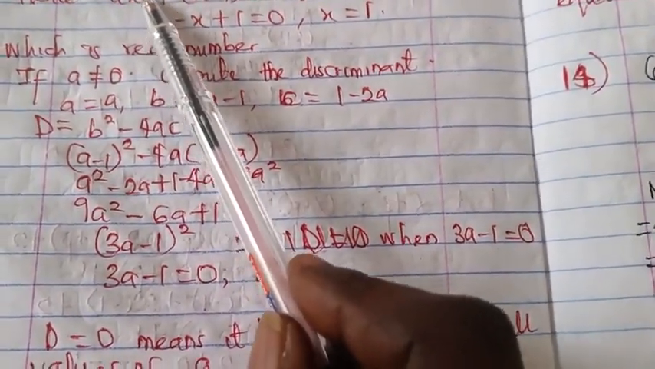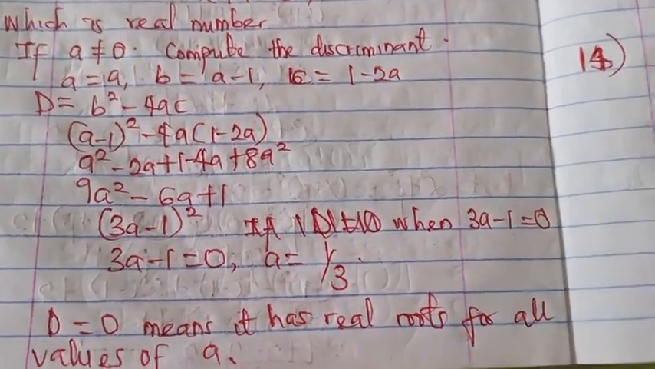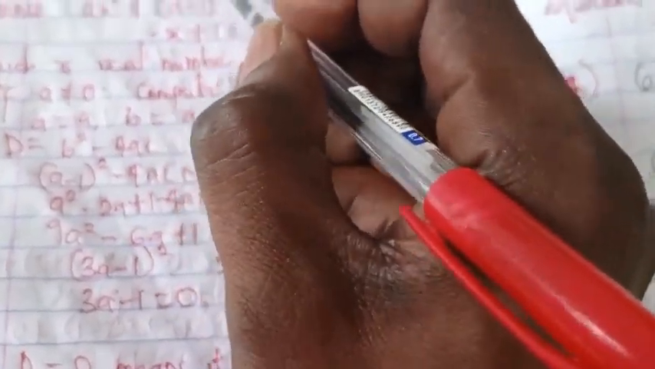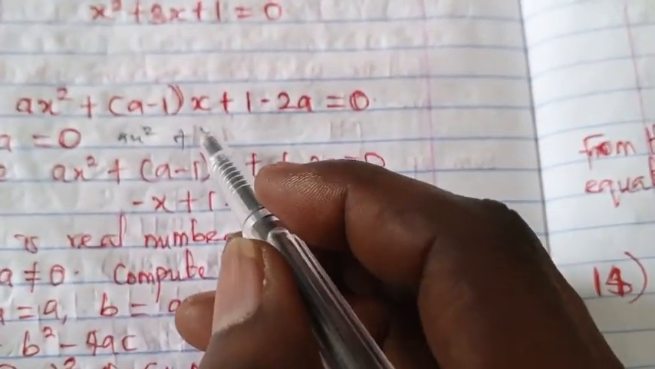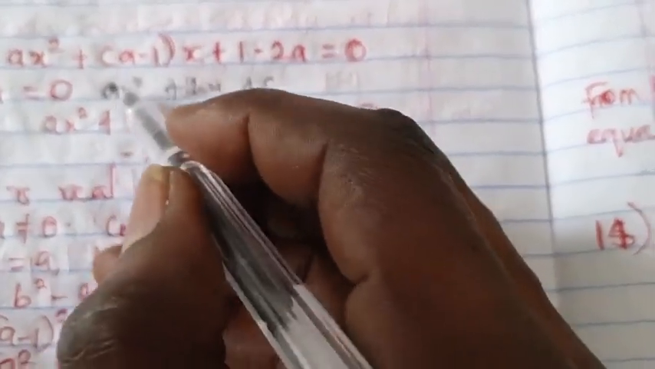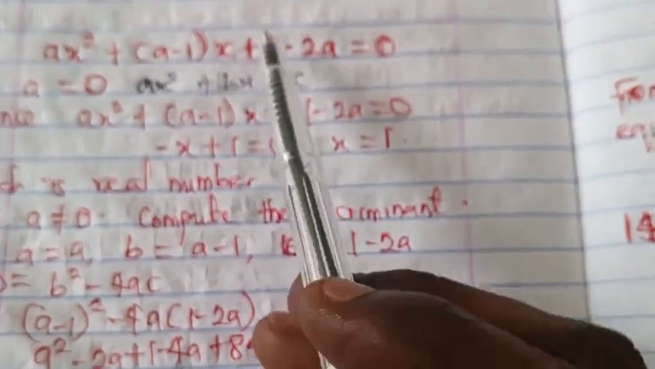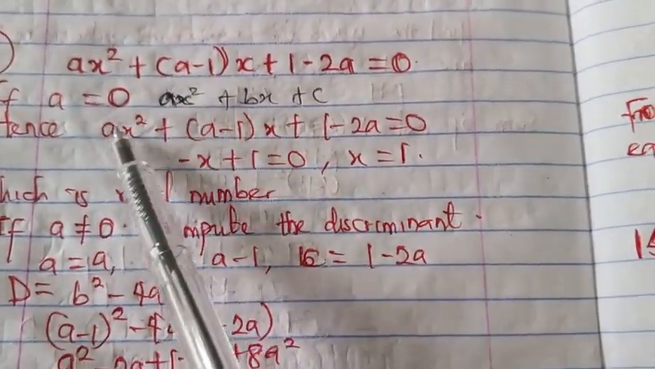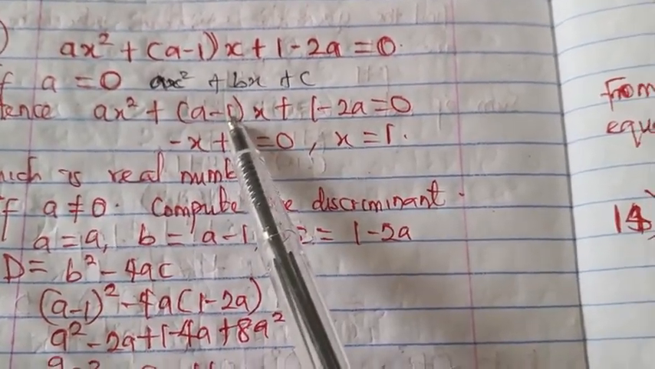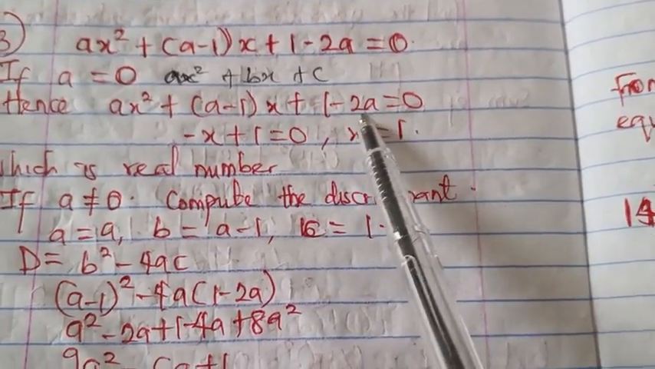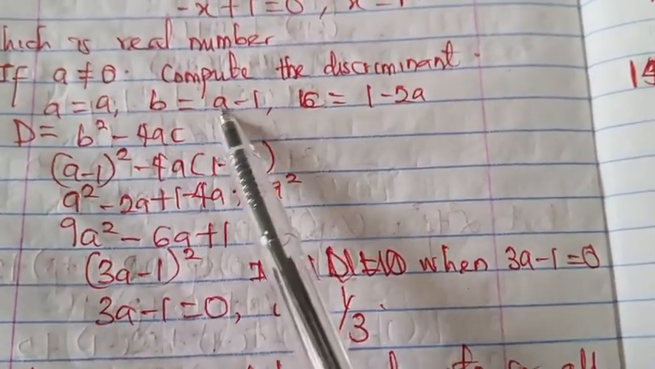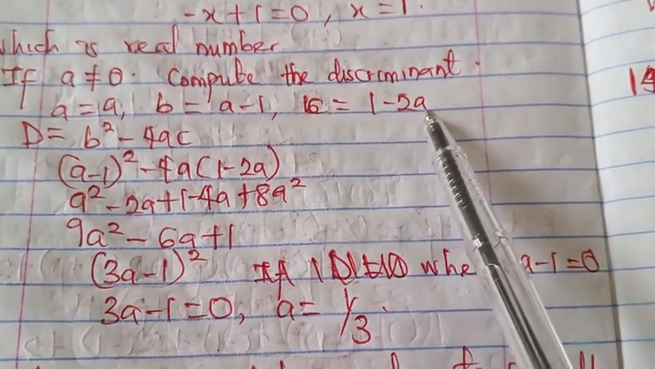Your a is always found by comparing this one to the standard quadratic equation. You know the standard quadratic equation, which is what? ax squared plus bx plus c. So a is going to be a here, that's the quadratic term. b is going to be a minus 1, that's the linear term. c is going to be the constant, 1 minus 2a. That's the constant term. So that's how we got a equal to a, b equal to a minus 1, c equal to 1 minus 2a.